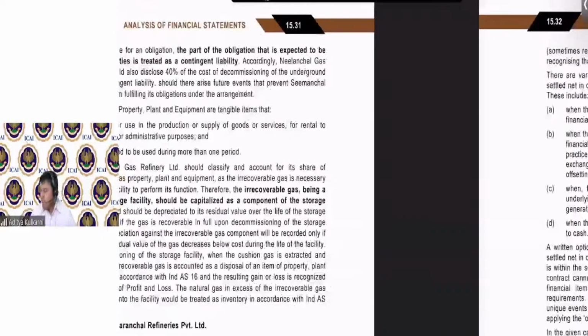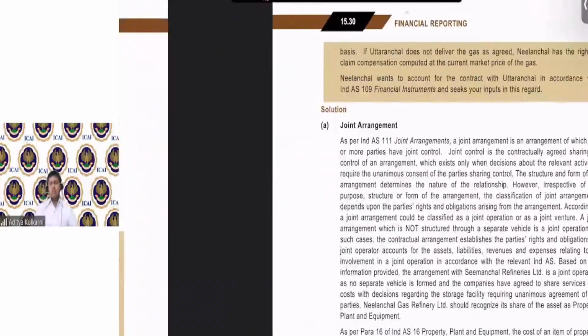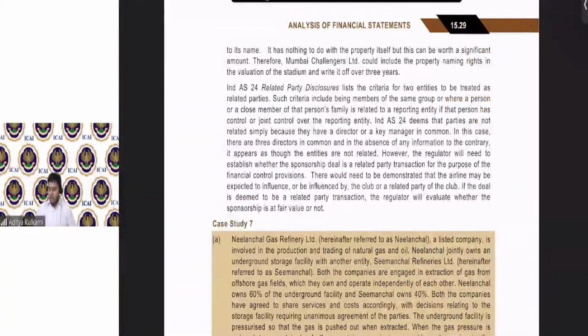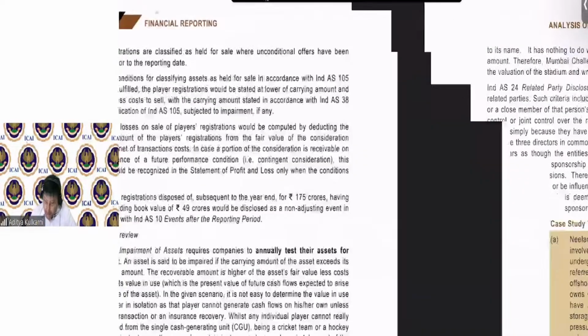All right. We do another case study. Anybody has any doubts in this question? Anybody has any doubts in this question so far? Point C, please summarize.